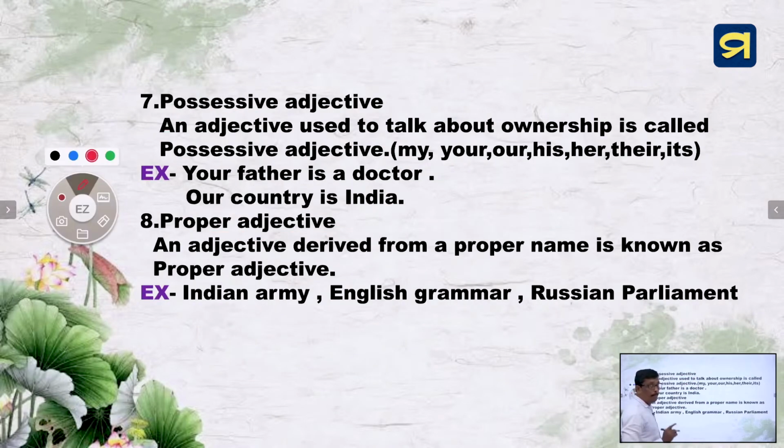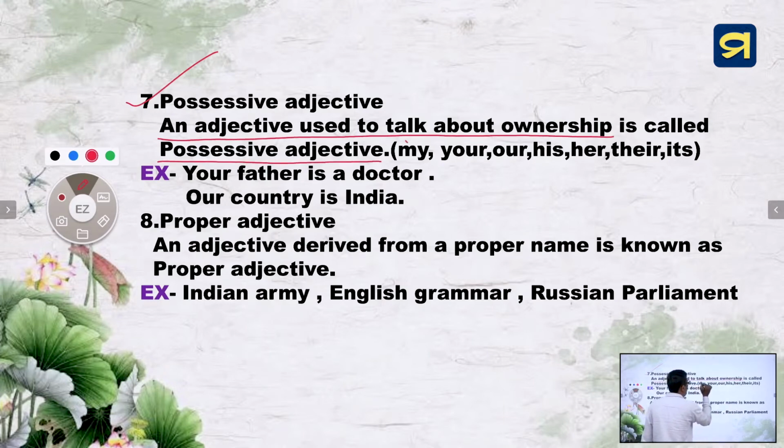Next, number 7, possessive adjective. What is possessive adjective? An adjective used to talk about ownership or possession is called possessive adjective. My, your, our, his, her, their, its. Your father is a doctor. Here, your is the possessive adjective. Our country is India. Our is the possessive adjective. Father is the head noun and your is the adjective. Country is the head noun, our is the adjective.